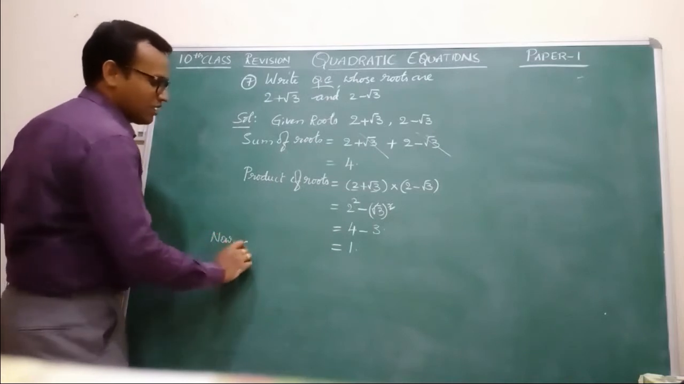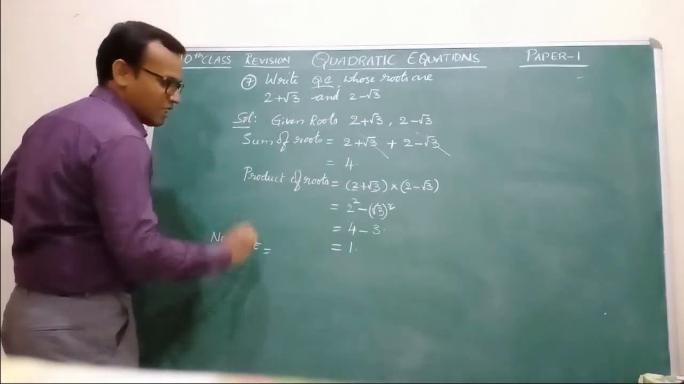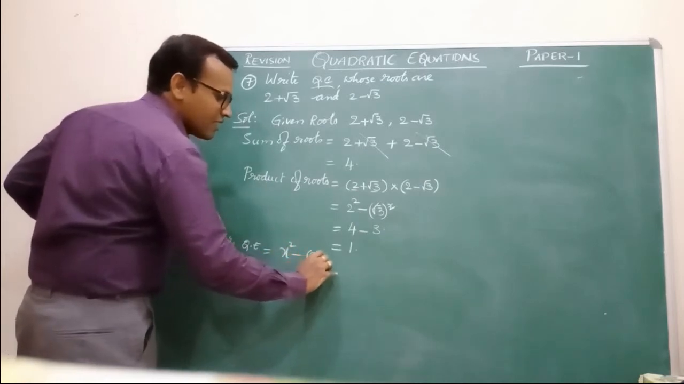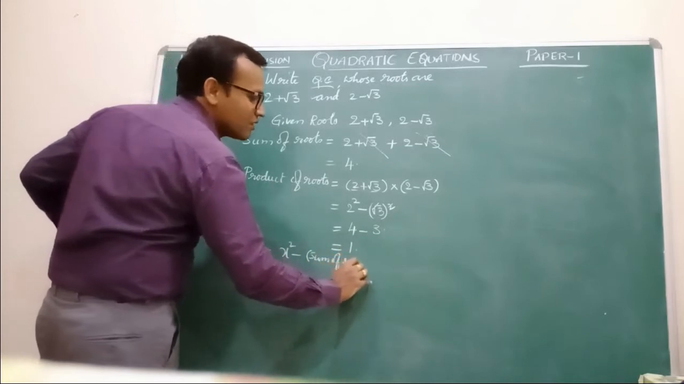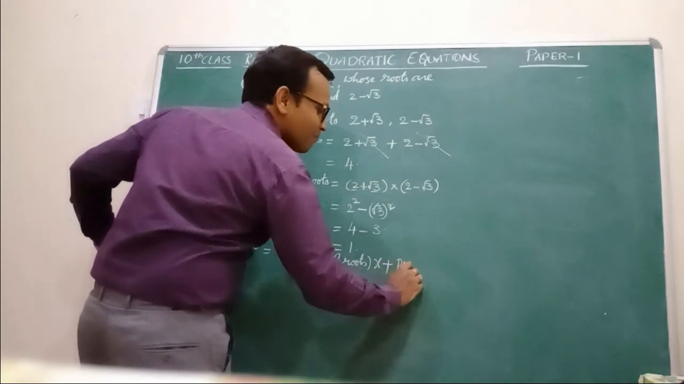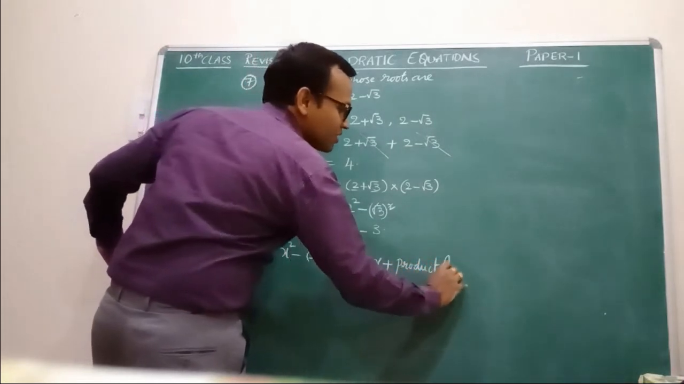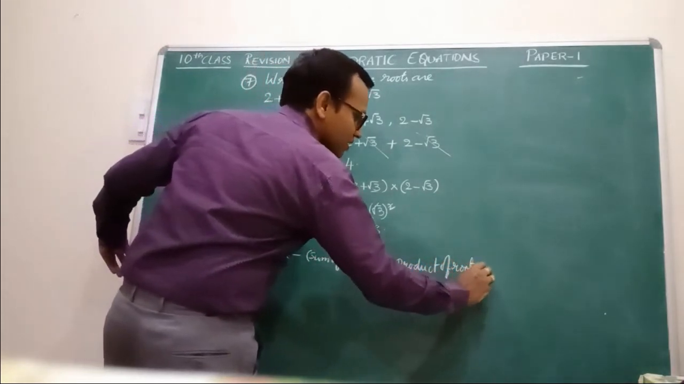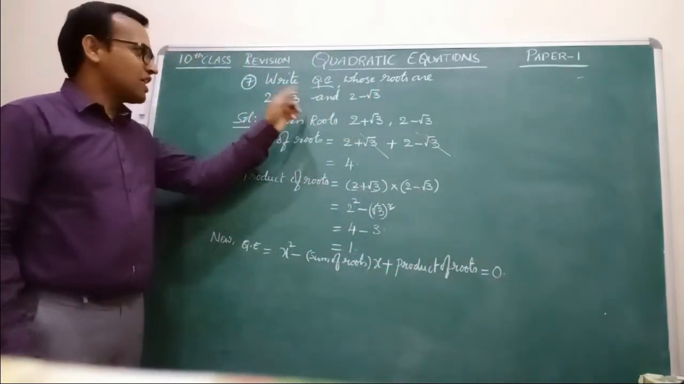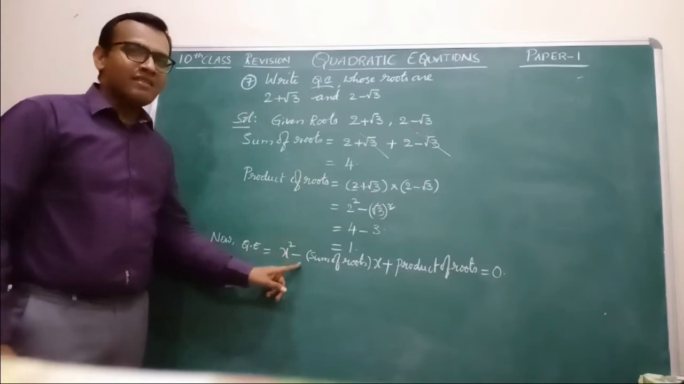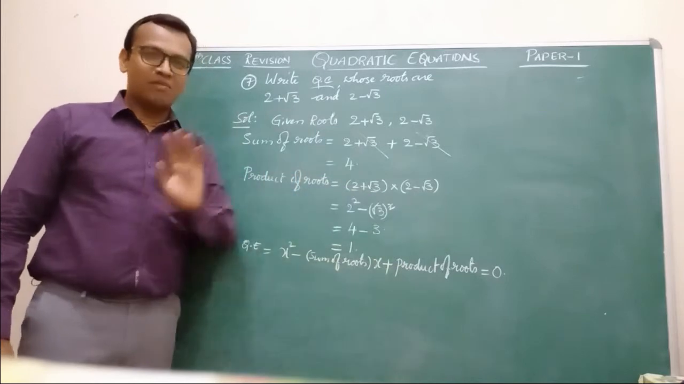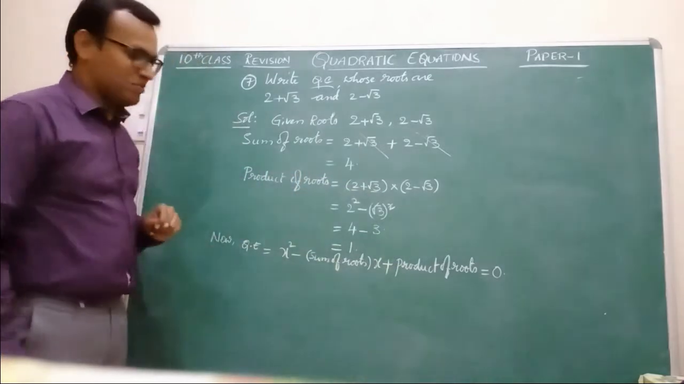quadratic equation. Now quadratic equation is equal to x square minus sum of roots into x plus product of roots equal to 0. This is the quadratic equation when roots are given. X square minus sum of the roots into x plus product of the roots is equal to 0. You have to remember this formula.